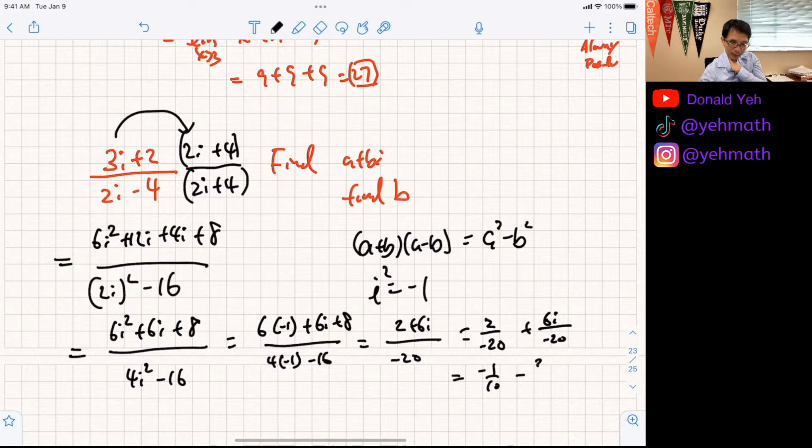And 3i over 10. If they ask for b, then it's going to be -3 over 10. If they ask for a, it's going to be -1 over 10. It depends on what question they ask you. So that way you know this is the type of math that you have to deal with. And this is on the SAT. Are we okay here?